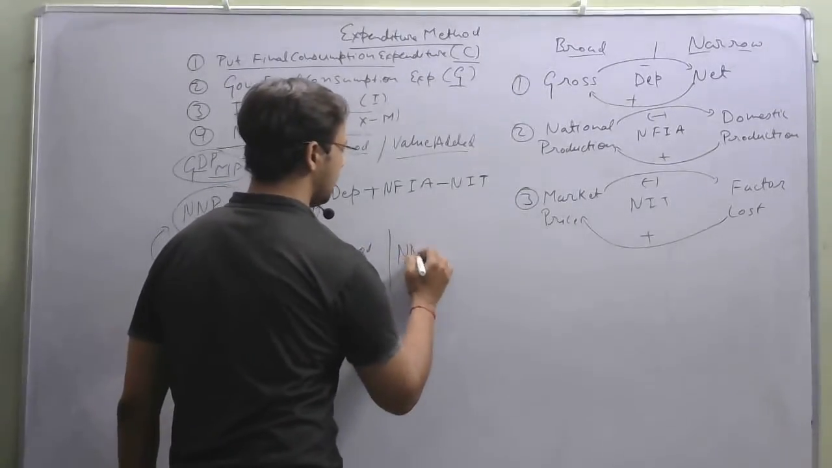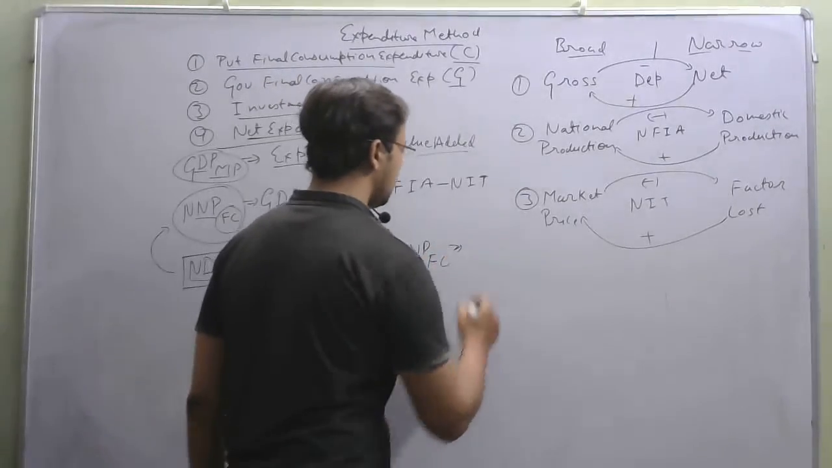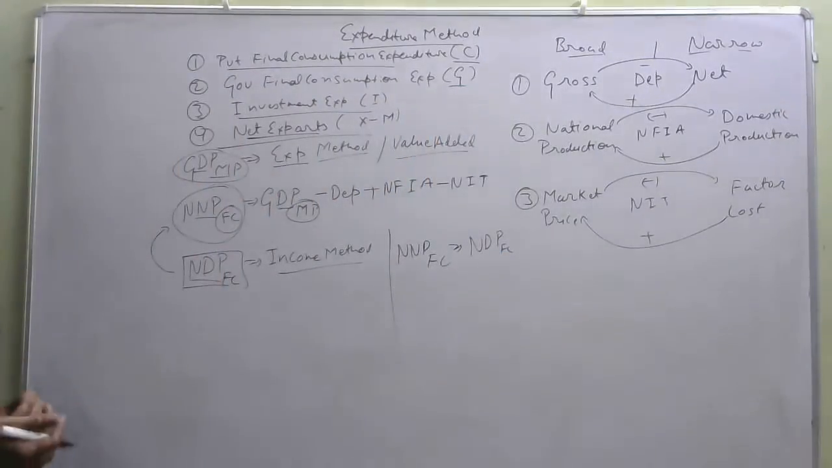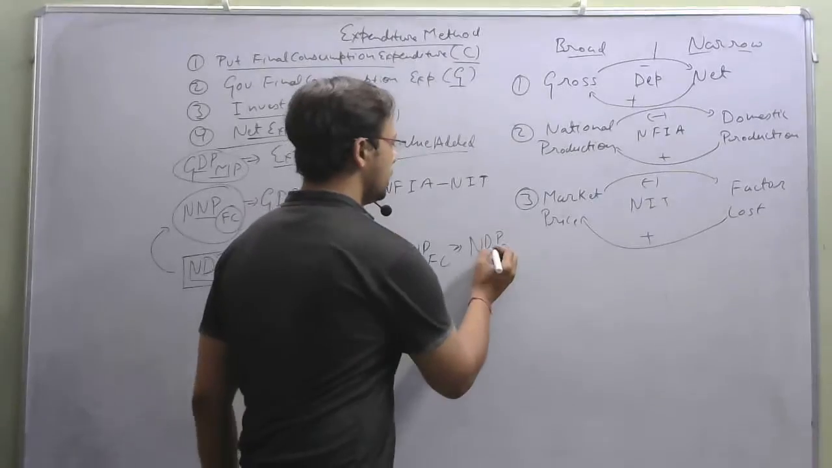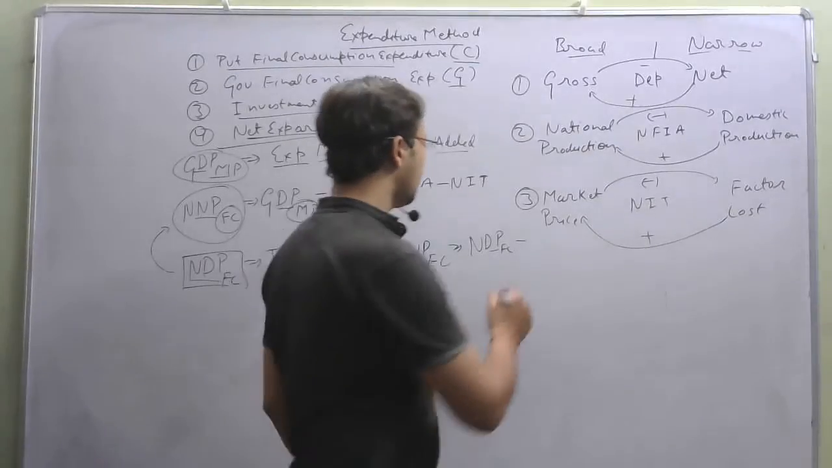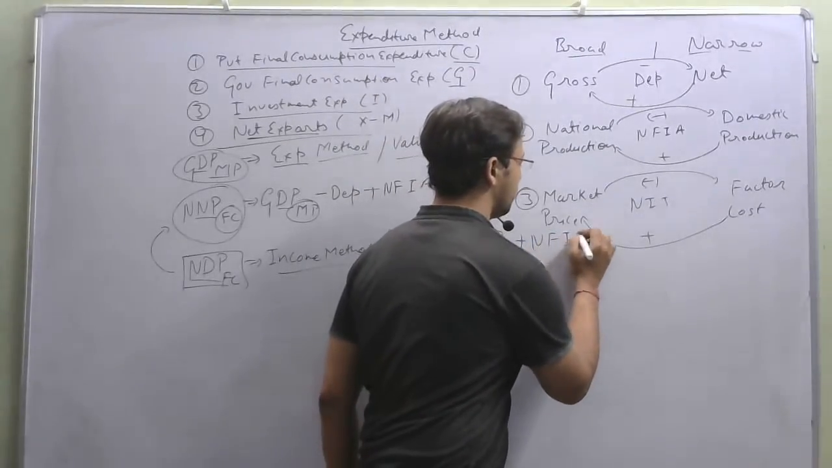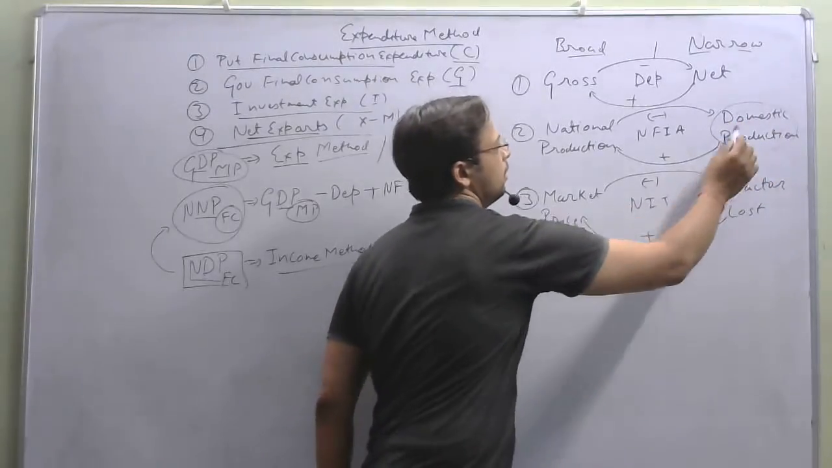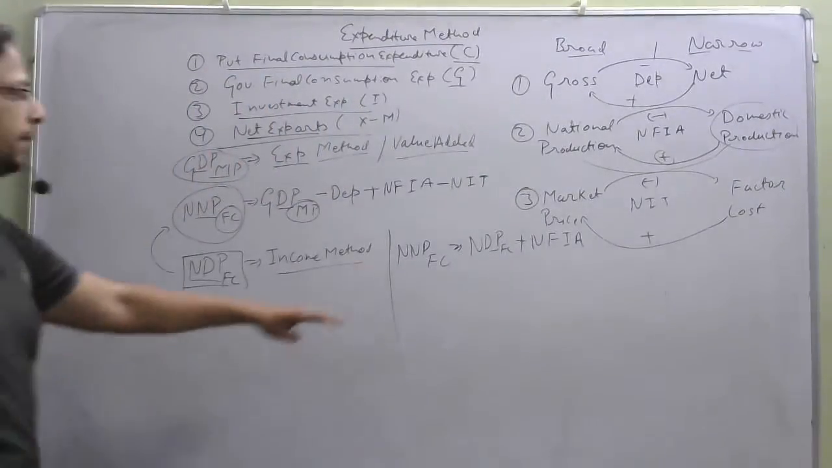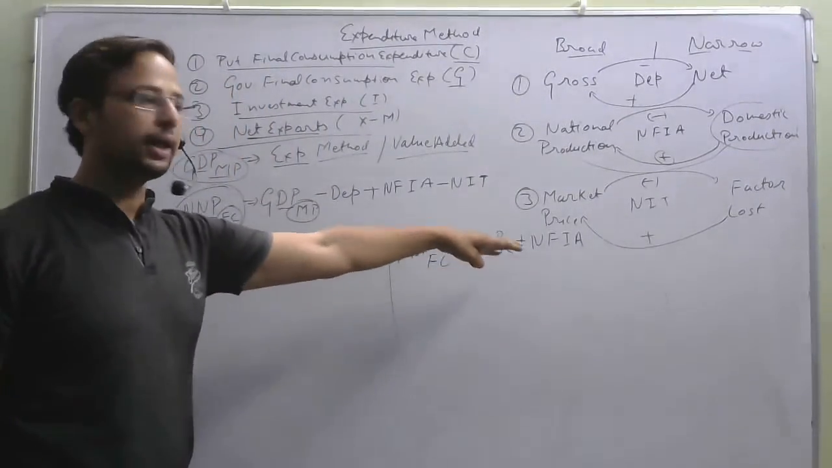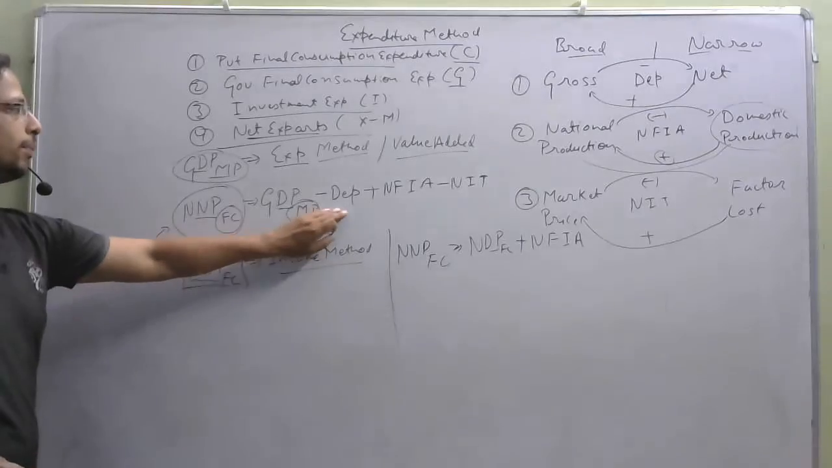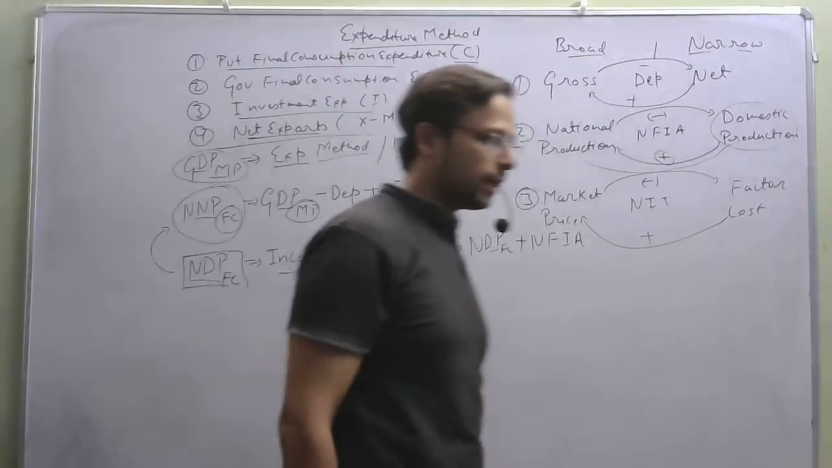Our income method will give you NDP at FC only. So for converting NDP at FC to NNP at FC, we have to add NFIA, because for converting domestic product to national product, you need to add NFIA. And for converting GDP at MP to NNP at FC, we will have to deduct depreciation, add NFIA, and deduct NIT.